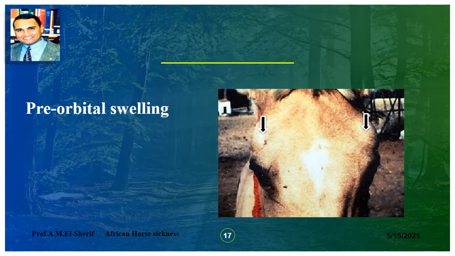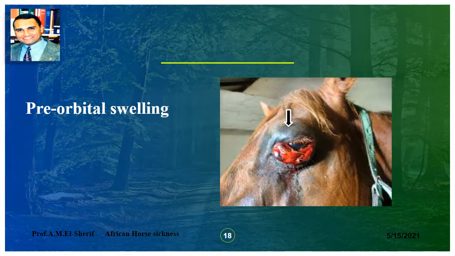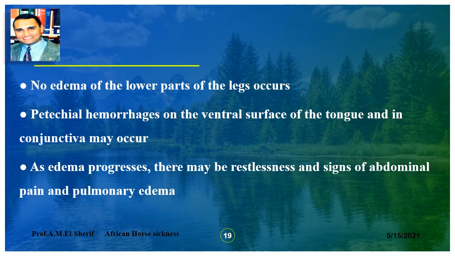This picture shows the preorbital swelling. This picture of a horse infected with African horse sickness shows preorbital swelling and conjunctivitis. No edema of the lower parts of the legs occurs. Petechial hemorrhages on the ventral surface of the tongue and in the conjunctiva may be noted.